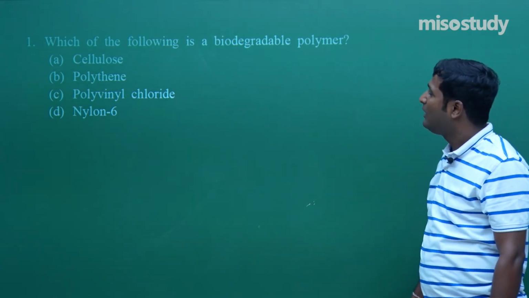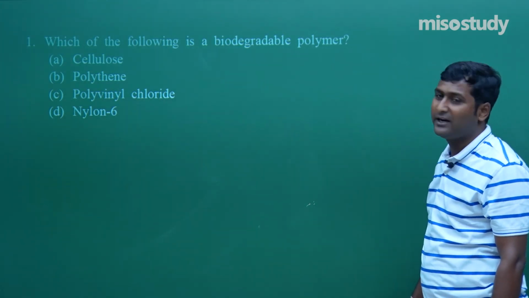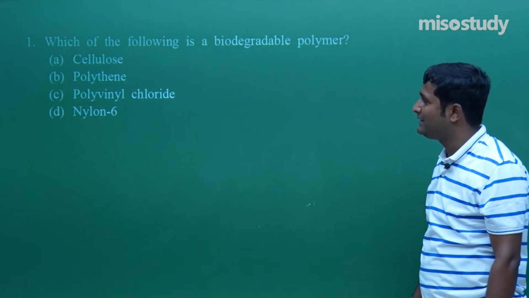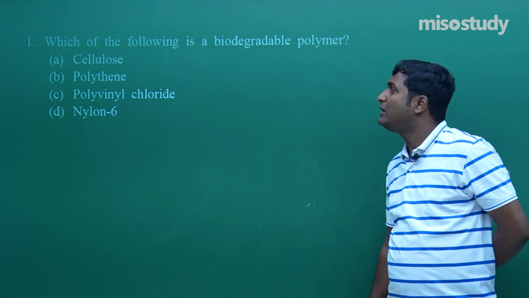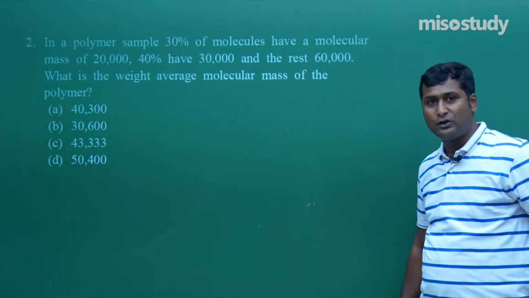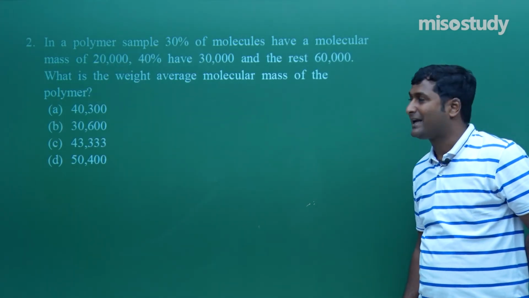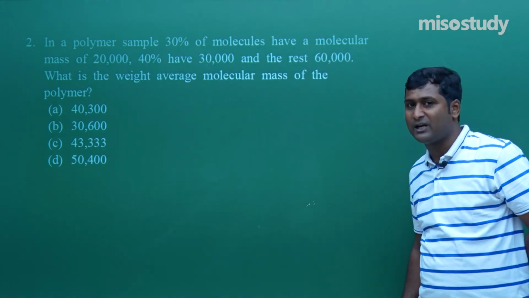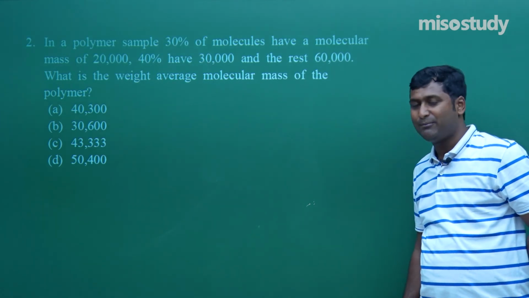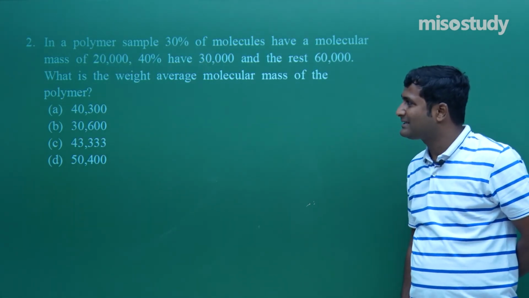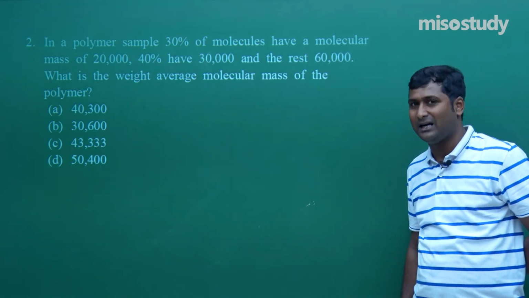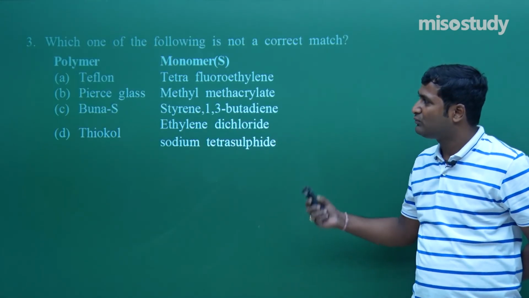Now, what is given here? Which of the following is a biodegradable polymer? As I told you, generally natural polymers are biodegradable in nature. So, for question number 1, cellulose is the correct option. Clear? Now, let us move to question number 2. As I told you, this is a calculative type question. What is the formula? Summation NiMi square upon summation NiMi. After solving, what is the answer in this case? For question number 2, C is the correct option, 43,333. Clear?